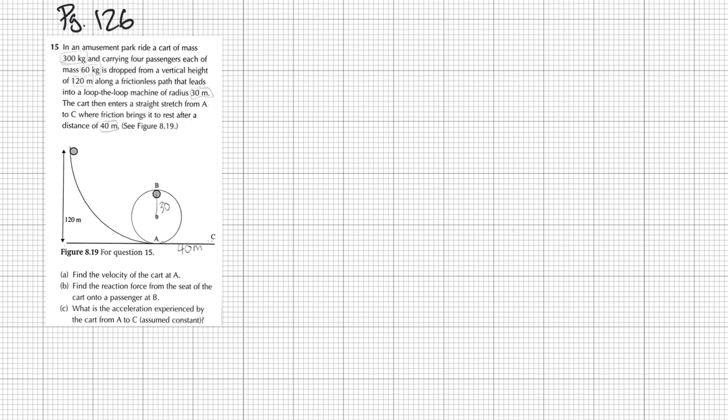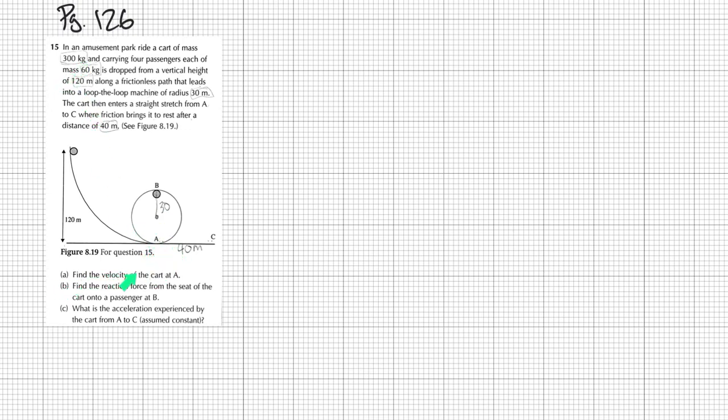All right, so question number 15, we have an amusement park with a ride that has a mass of 300 kilograms, 4 passengers, 60 kilograms each, and they're dropped from a height of 120 meters. Frictionless path, loop-the-loop, 30-meter radius, and then we enter a stretch from A to C where friction brings it to rest after 40 meters. And of course, someone wrote in our textbook, so everything is nicely highlighted for us.